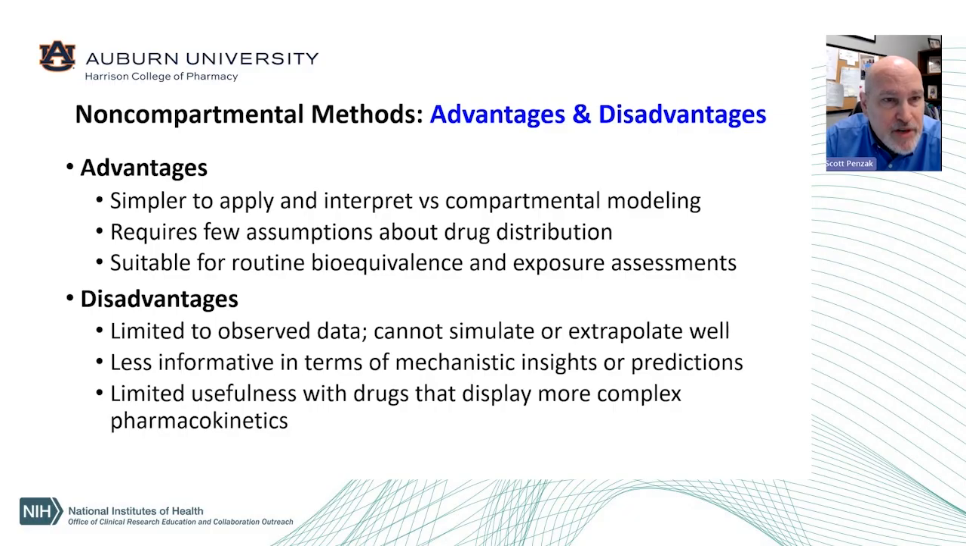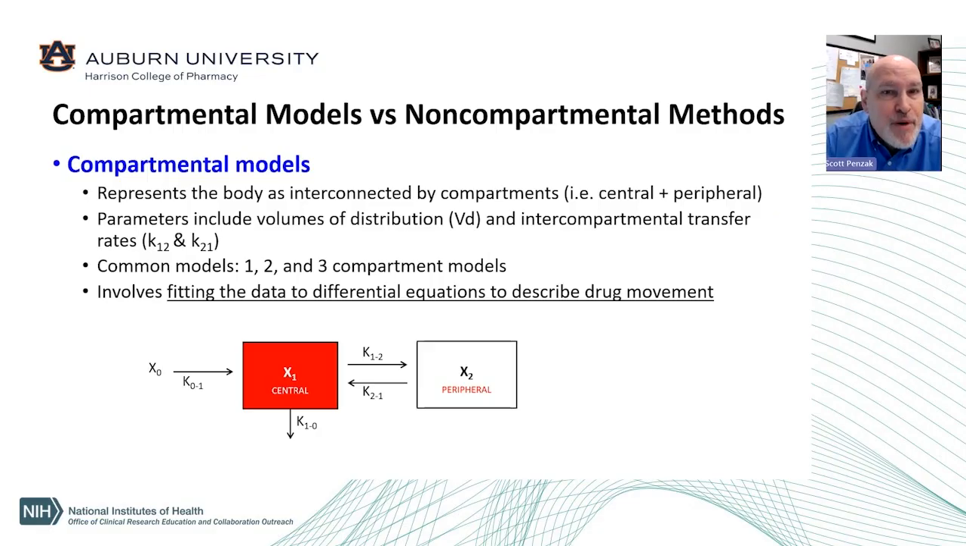The disadvantages, however, of non-compartmental methods is it's limited to observed data. It cannot simulate or extrapolate well. So all those data and those parameter values that I showed you really can't be used to make predictions with regard to that same drug, let's say, in a different population, whereas compartmental analysis allows us to do those things. So it's less informative in terms of mechanistic insights or predictions, and it has limited usefulness with drugs that display more complex pharmacokinetics, right? Those drugs that maybe have very large volumes of distribution and prolonged terminal half-lives. They're a lot more difficult to characterize using a simple non-compartmental analysis. And so a compartmental approach really allows us to get a better look at those drugs and see how they behave in different populations.